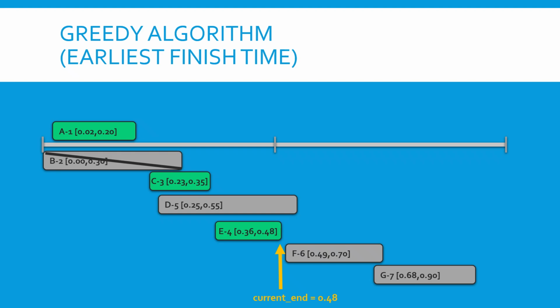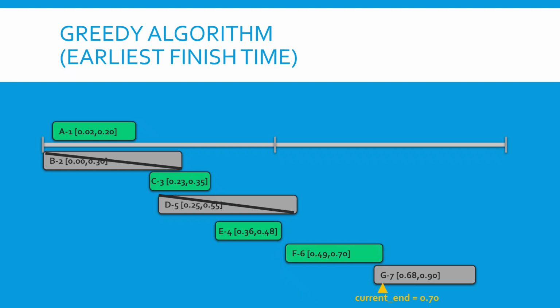The next job in the sorted list is E. E finishes earlier than job D. E's start time is later than current end, so it does not overlap with the previously accepted jobs. We accept job E and update current end to its finish time, 0.48. We then consider job D. Its start time is earlier than current end, so it overlaps with job E. Therefore, we skip job D.